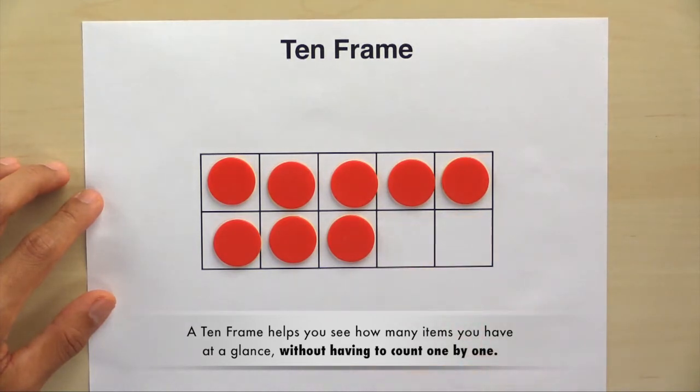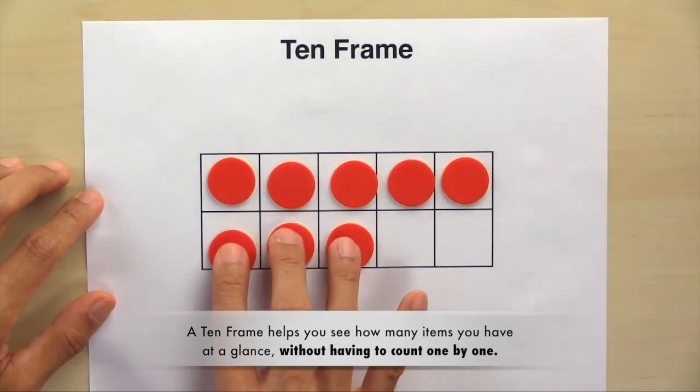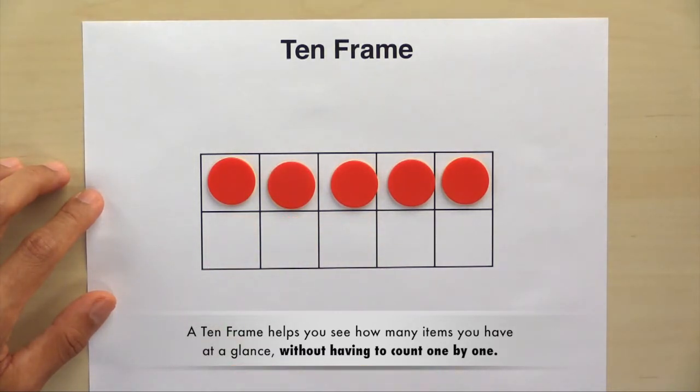If I take these two away, without counting one by one, we can tell that we have 8 items. If we take these away, we can tell without having to count one by one that we have 5 items. So a 10 frame helps you see how many items you have at a glance without having to count one by one. Let's take a look at part 1.